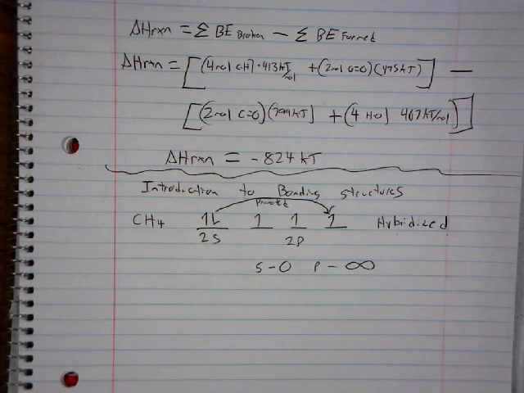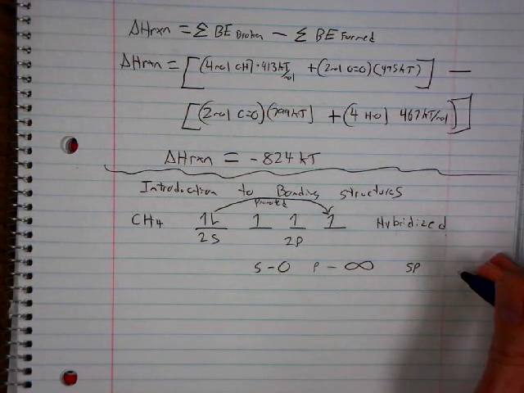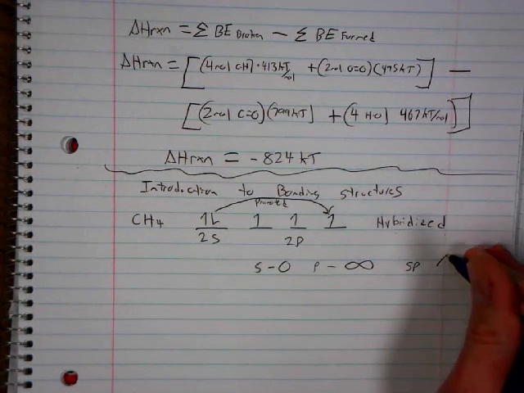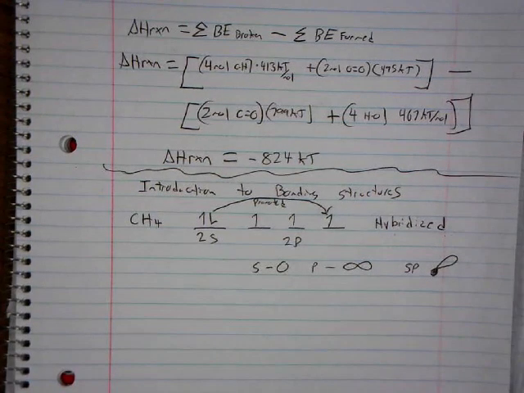What does the s orbital look like? We talked about this. It's a sphere. The p orbital looks like a dumbbell. But what we've created here is not an s or a p. We've created an sp hybridized orbital.